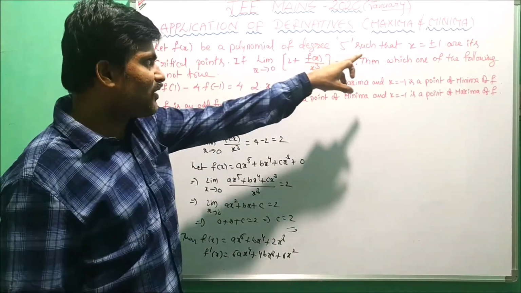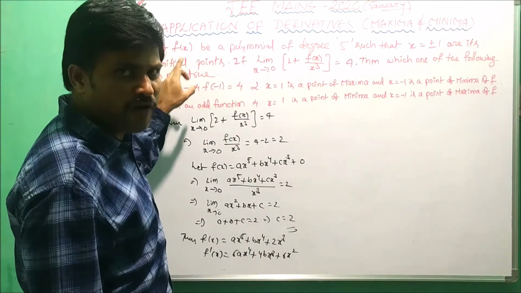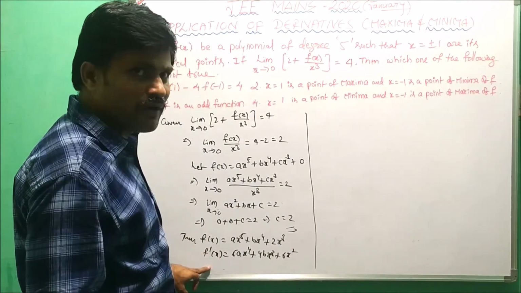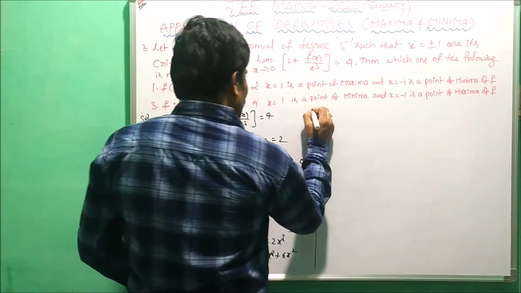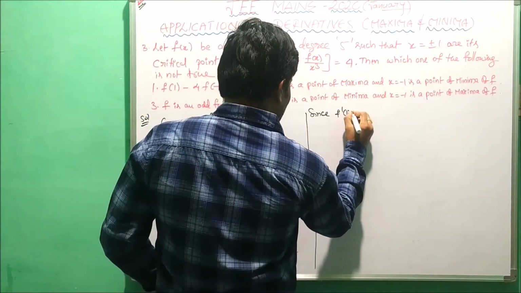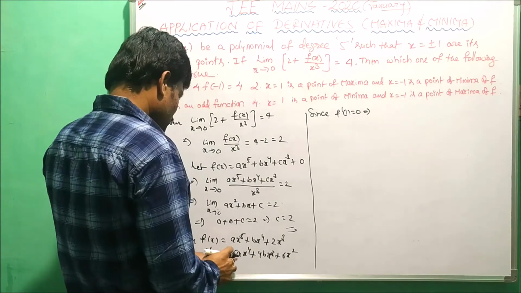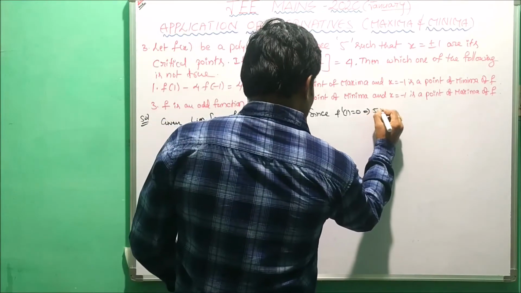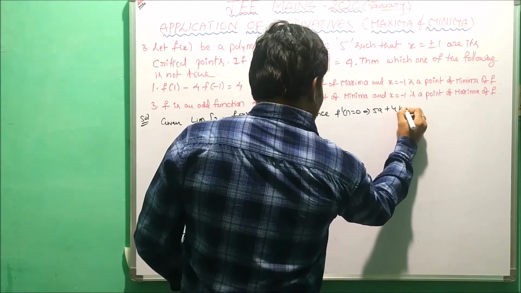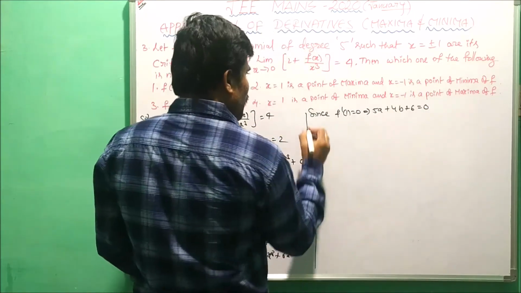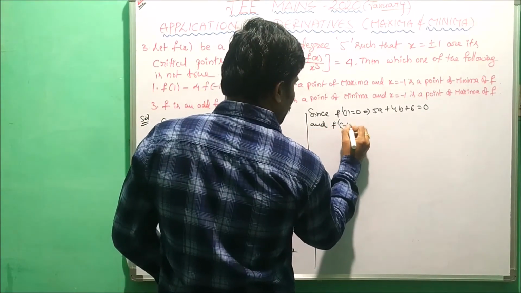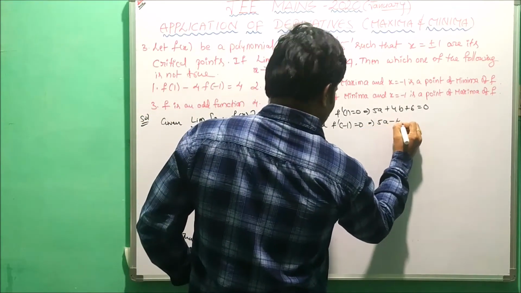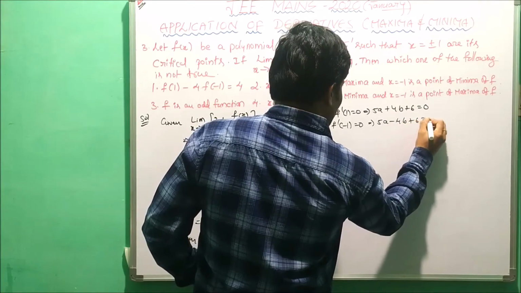Now here, given x = ±1 are two critical points of f. So that means the derivative of that function at x = 1 and x = -1 equals 0. Since f'(1) = 0, substituting x = 1 in this f'(x), that is 5a + 4b + 6 = 0. And f'(-1) also equals 0, which implies 5a - 4b + 6 = 0.